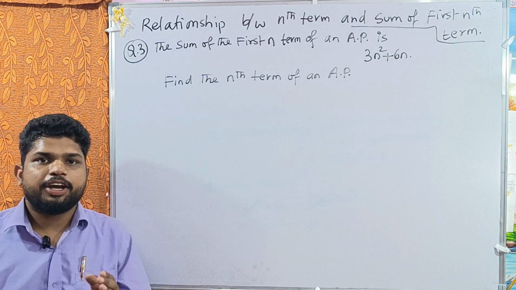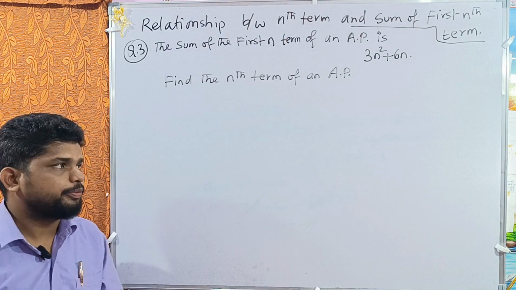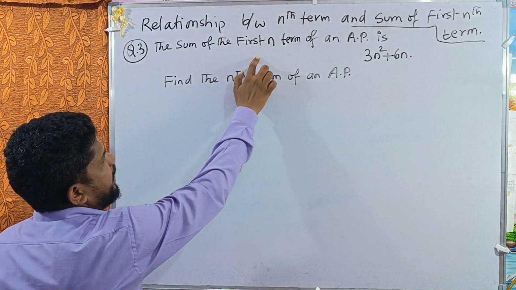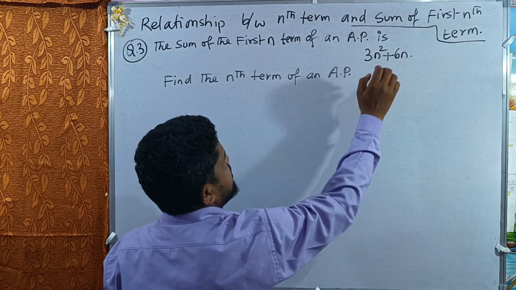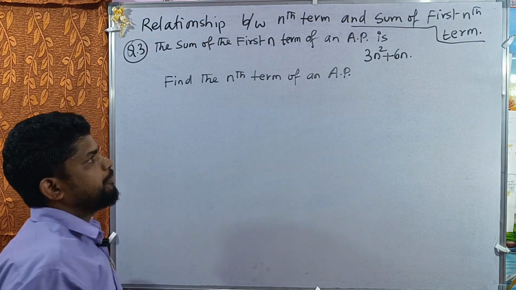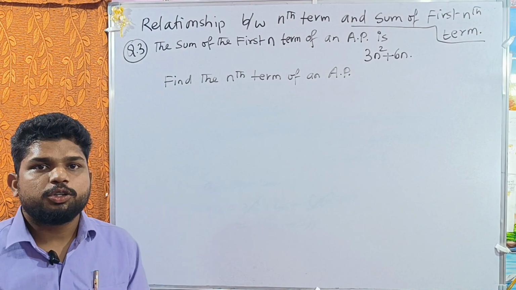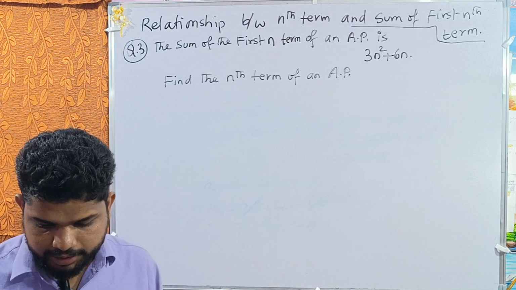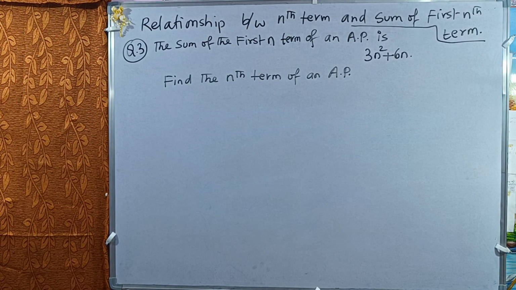Now dear students, we have one question based on the concept that I just taught you. Question number 3 says that the sum of the first n terms of an AP is 3n² + 6n. Find the nth term of the AP. I request you all to pause the video and start solving it on your own.